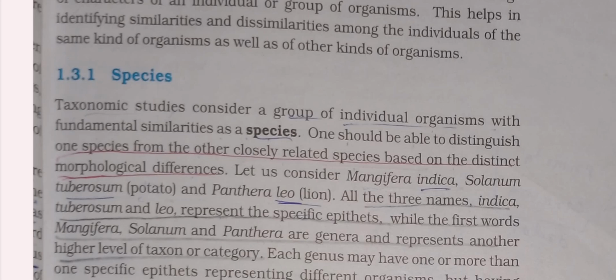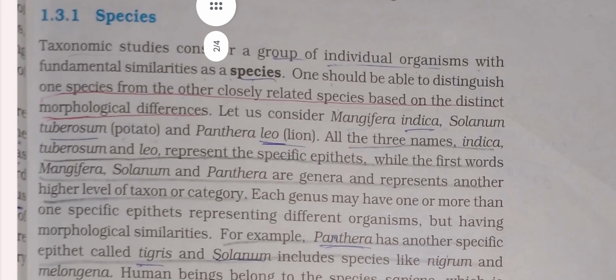Let us consider Mangifera indica, Solanum tuberosum, and Panthera leo. All three names. Here indica is the species, or specific epithet. Tuberosum is the species. Leo is the species or specific epithet. While the first words Mangifera, Solanum and Panthera are called genera and represent another higher level of categorisation. Higher level means higher class. Each genus can have more than one specific epithet. So one genus has more than one specific epithet.